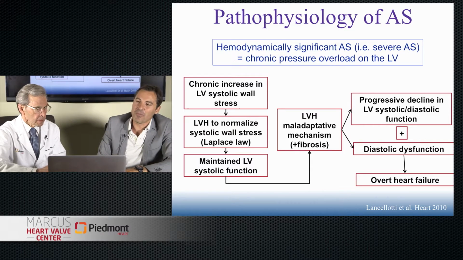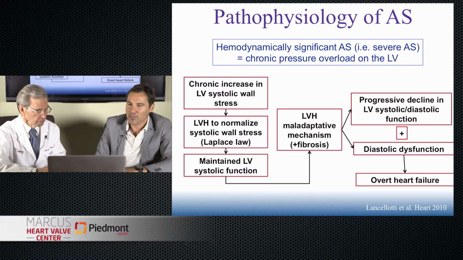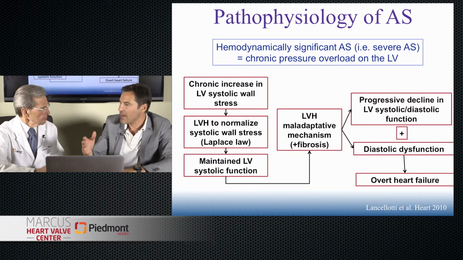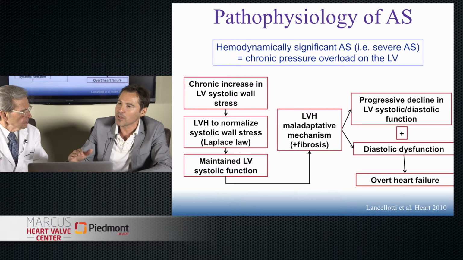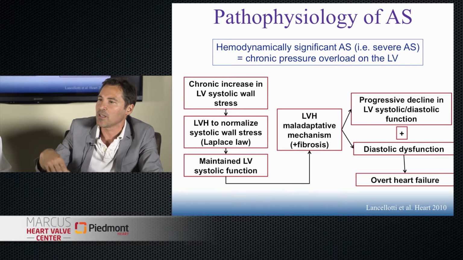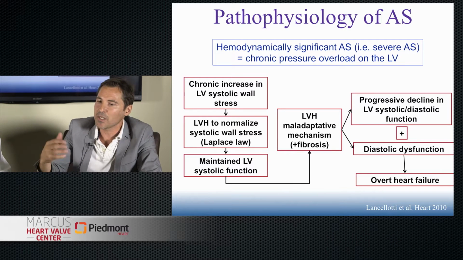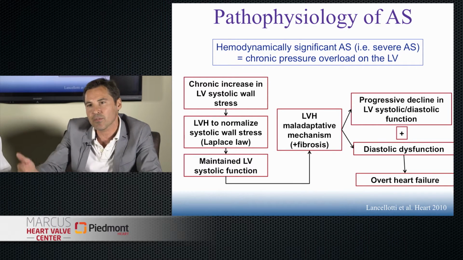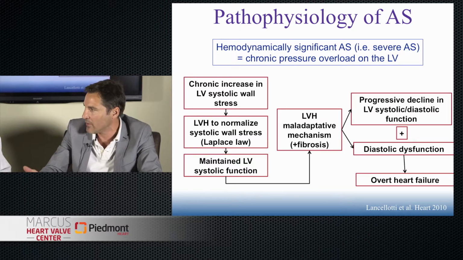So this is just a reminder regarding the pathophysiology of AS. With the chronically increased afterload, we have a lot of modification: LV remodeling, LV hypertrophy, change in myocardial function. We can have fibrosis, and at the end of the process, we can get overt heart failure. So this means that it's a long, ongoing disease.